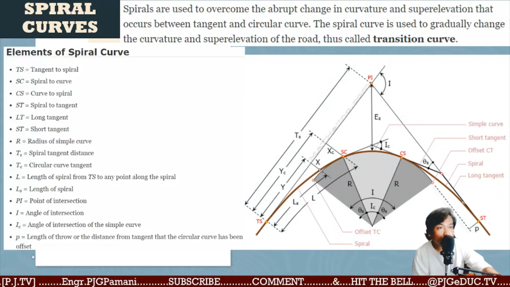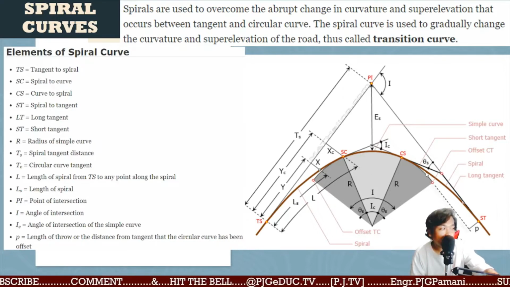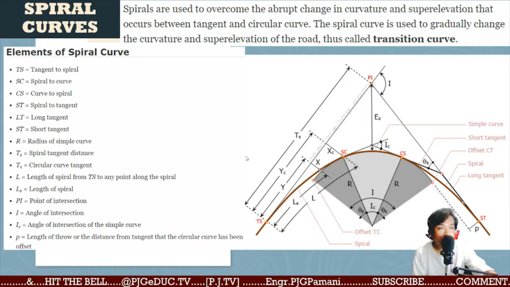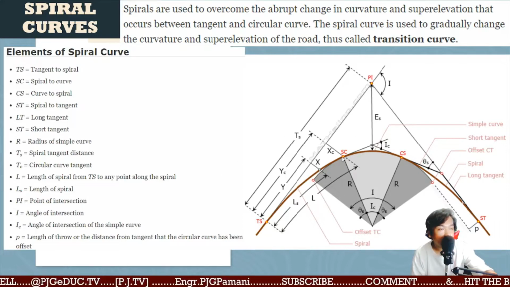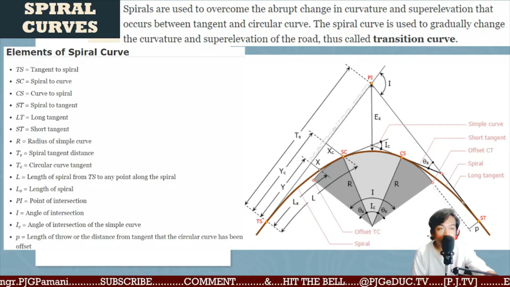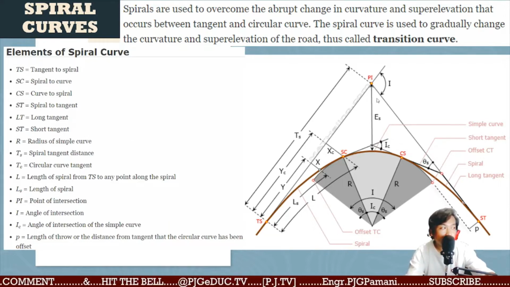So elements of the curve, we have the tangent to spiral. So basically, ito yung ating original na simple curve. But by adding an extended curve on both endpoints, we will then be having spiral curve. TS is your tangent to spiral. SC is your spiral to curve. Then CS is your curve to spiral. ST is the spiral to tangent. LT is your long tangent.